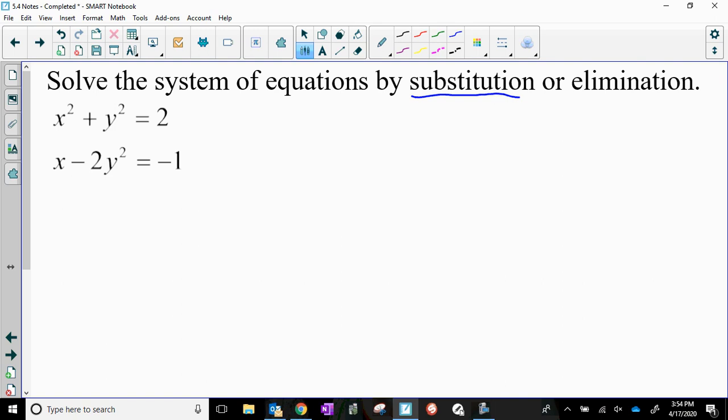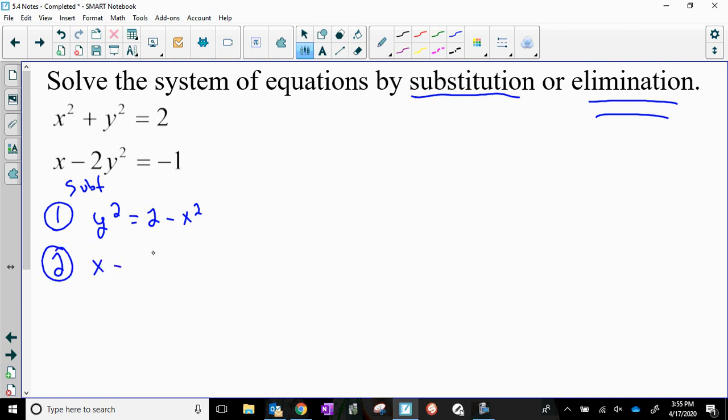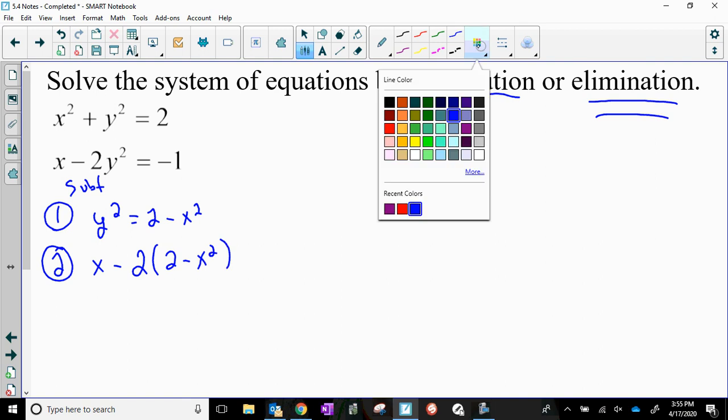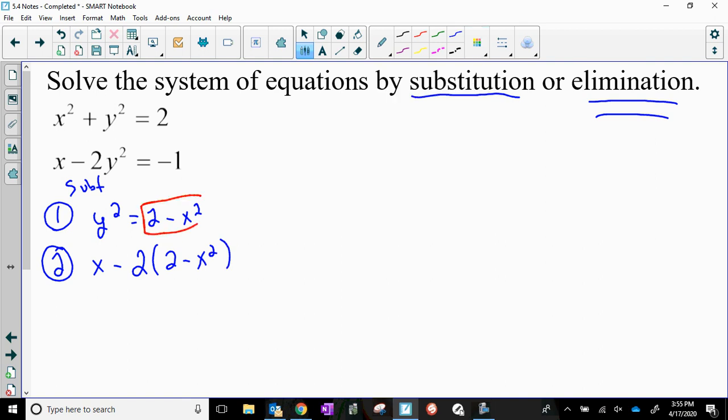So what I'm going to look for is variables that are the same. It's the y squareds. So if I wanted to do elimination method, I would times the top one by 2. But if I want to do substitution, I'm going to take one of the equations and get a y squared by itself. So for the substitution method, I'm going to take the first equation, and I'm going to subtract x squared from both sides. Then I'm going to go to the second equation and replace every y squared with 2 minus x squared. So I'm going to take this right here and put it in for this y squared.